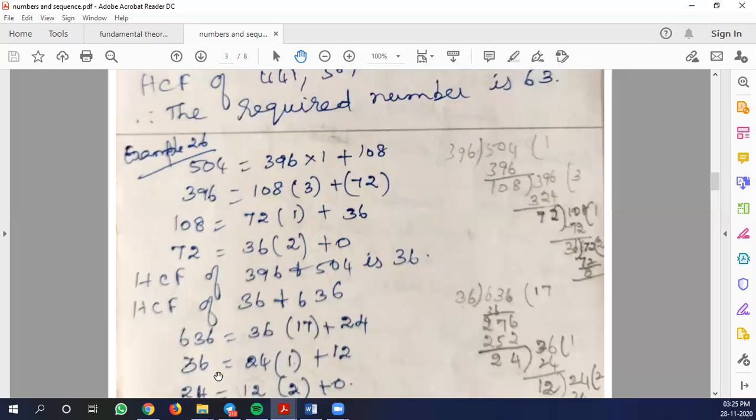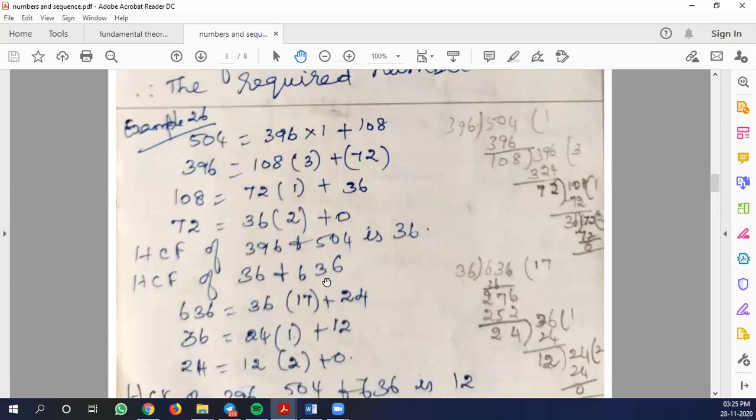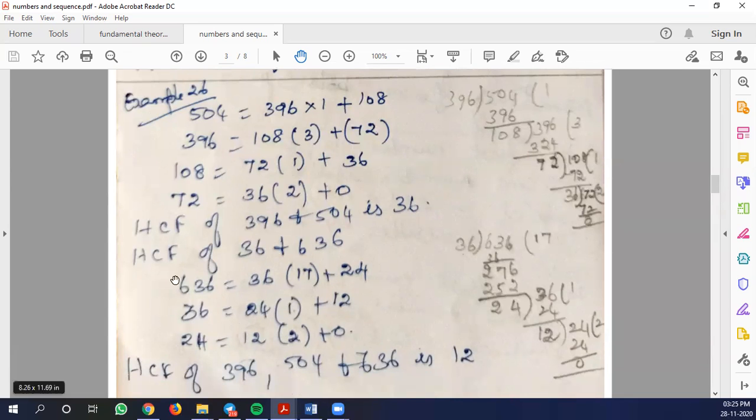Now one more number you have, that is 636. So you have to find the HCF of these two numbers now. Now divide 636 by 36. So this will be 17 times. This 36 is there 17 times. The remainder is 24 there.